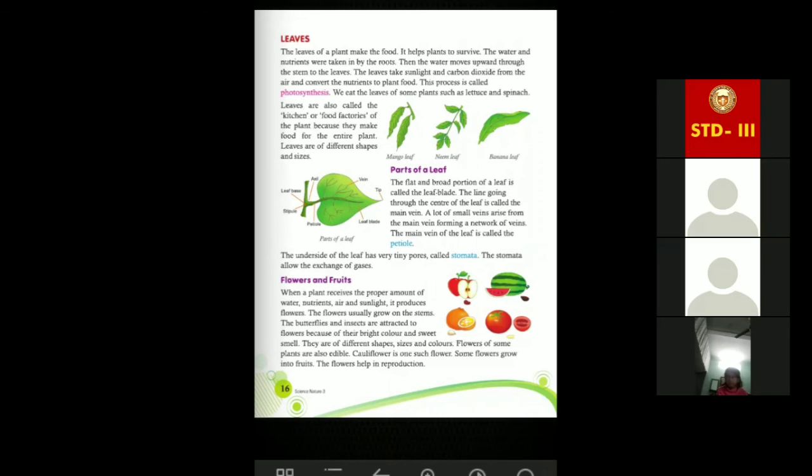petiole. The underside of the leaf has very tiny pores called stomata. The stomata allow the exchange of gases. So here is an extra line in which it is saying that on the surface of the leaves there are very tiny holes or pores. Through these pores, plants give out oxygen to the environment and take in carbon dioxide from the environment. This process, giving out one gas and taking in one gas, is called the exchange of gases. And the tiny pores that help the plant in this exchange of gases are called the stomata.